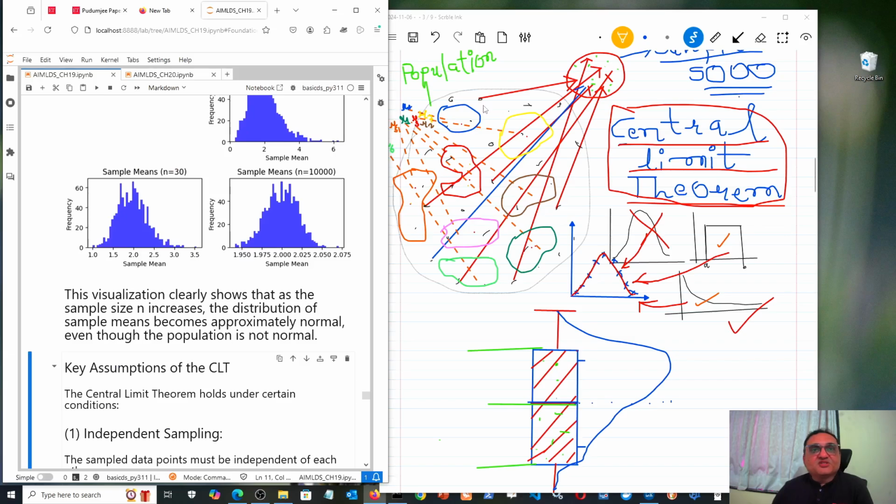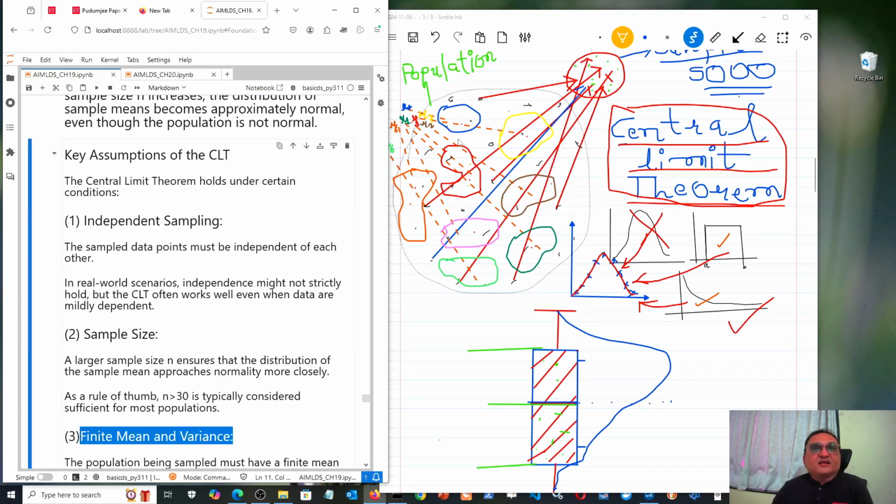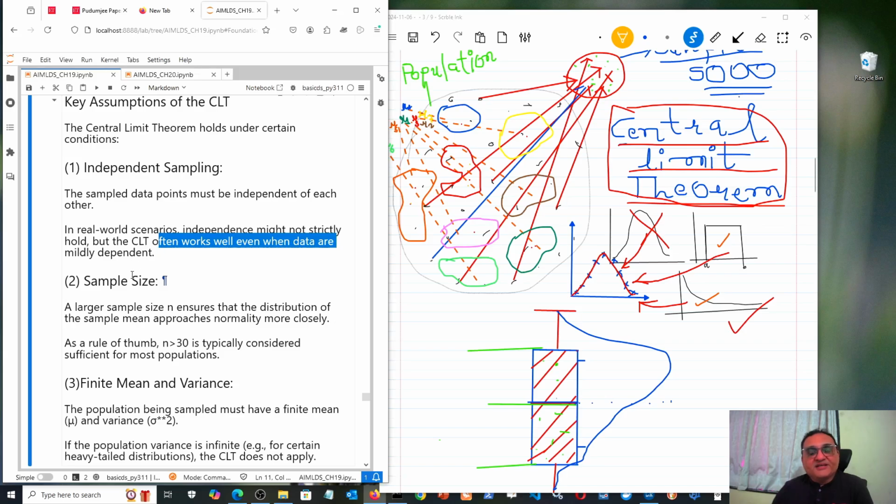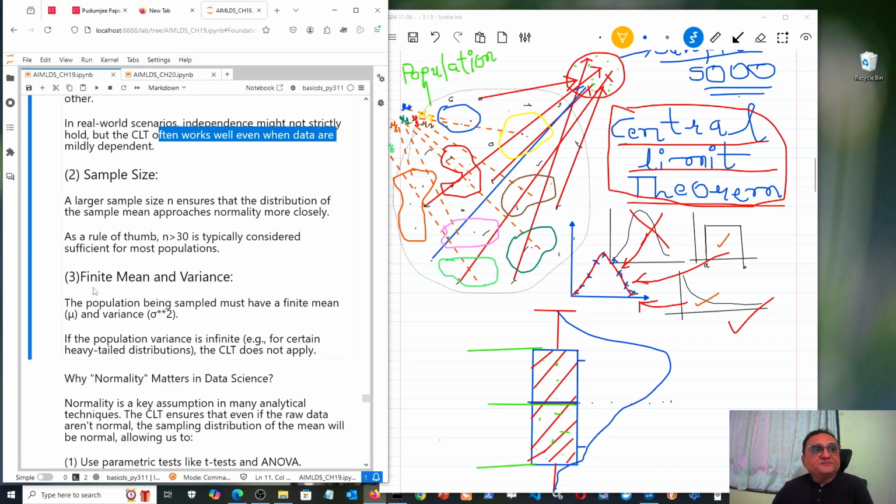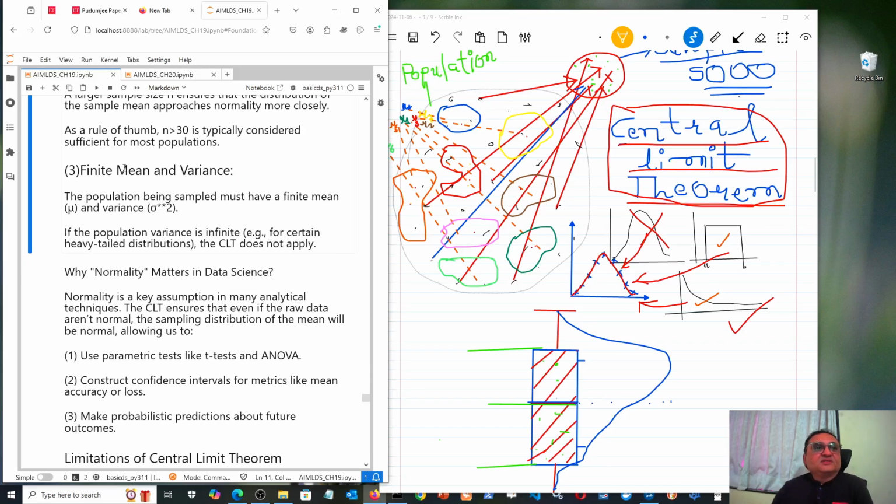One, samples must be independent of each other, and each data point within the sample also must be independent of each other, and there must not be even mild dependence or correlation. Two, sample size, that is the number of data points inside each sample, should be greater than or equal to 30 at least. Three, the original distribution can be any distribution except a distribution like the Cauchy distribution or that kind of distributions where the mean and standard deviation are infinite.